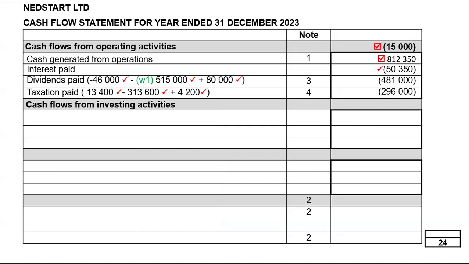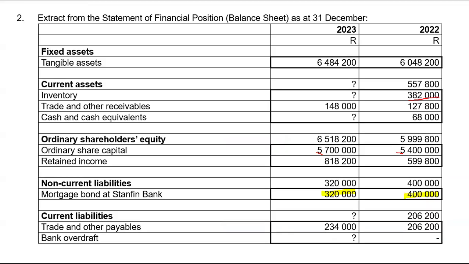First thing I'm going to start with will be the purchase of current assets. I realized that for tangible assets, I have 6,448,200 for last year. For this year, it's 6,484,200. I have depreciation as well. They also gave me the disposal. Remember that disposal that they gave me? So I'm going to use that as well. Okay.